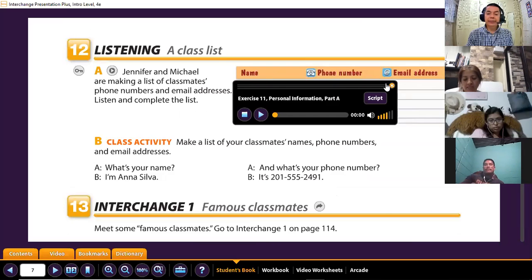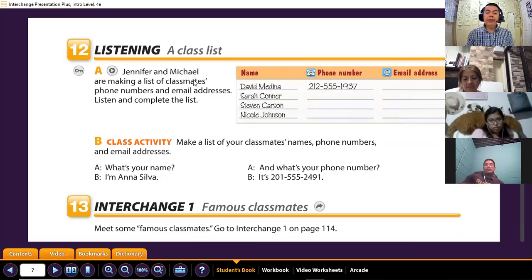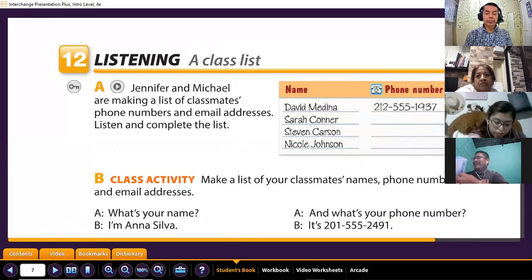Listen, please. Jennifer and Michael are making a list of classmates, phone numbers, and email addresses, right? Listen and complete the list. Solo vamos a practicar los números. Entonces, I need you to take paper. Necesito que me agarren un papelito y me escriban los números telefónicos de Sarah Connor, Steven Carson, and Nicole Johnson. Okay?